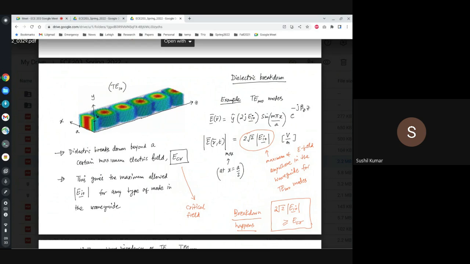And as long as this quantity is less than E critical, we are fine. So that's the level we are doing. Okay, we are not doing anything more. And the second thing is, where will that happen?